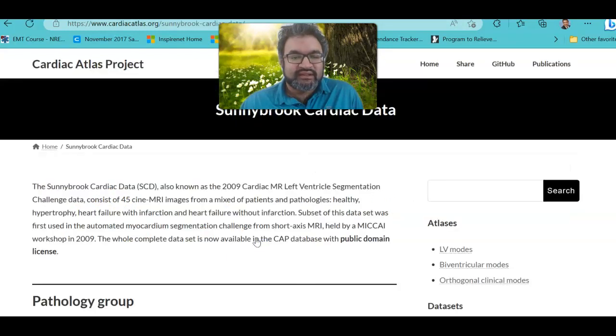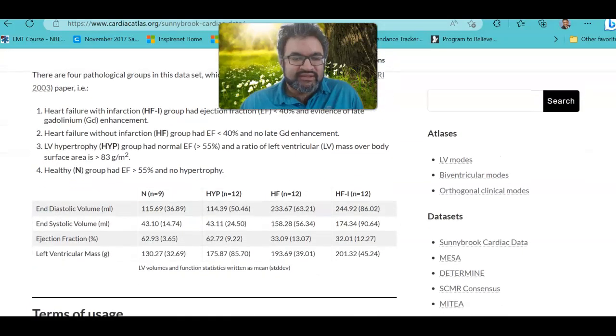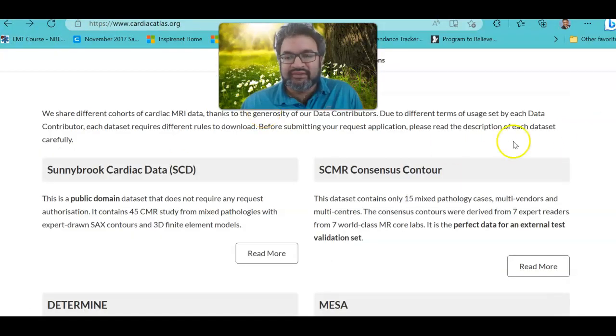Let's visit this briefly. These are the pathology groups with heart failure, left ventricular hypertrophy over here, and then heart failure without infarction, and then heart failure with infarction. And the ejection fraction is less than 40%. Typically 60% is a good number. So let's go back here and take a look at some of the other data sets that are available.